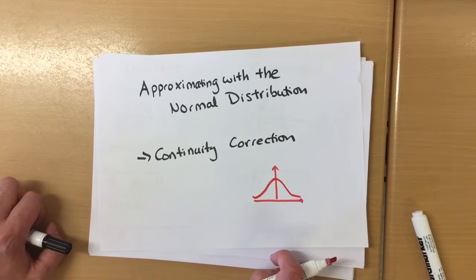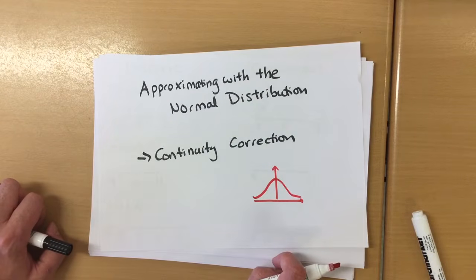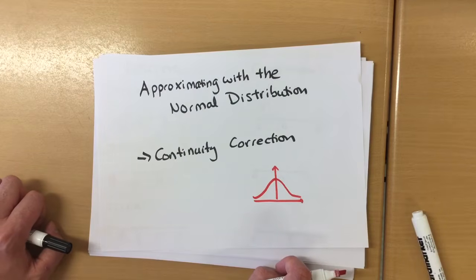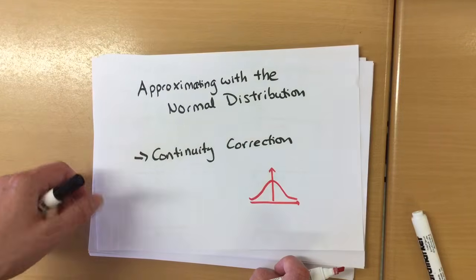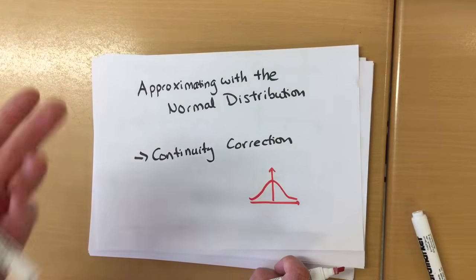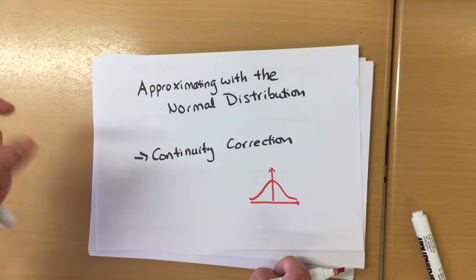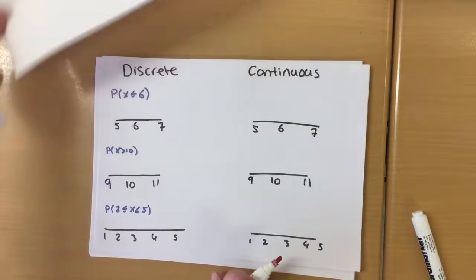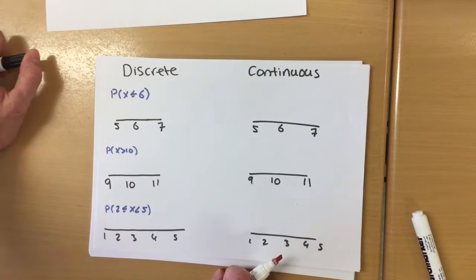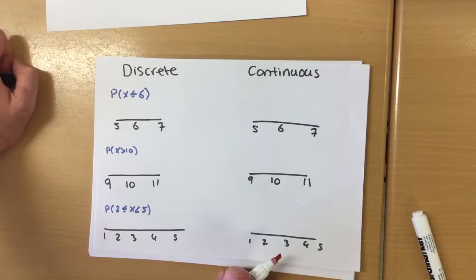You can't have, let's say, the rate of accidents on a road, 0.2 of an accident. Either you had an accident or you didn't. It's either you crashed or you didn't crash. Equally, with binomial things like flipping coins or rolling dice, you can't have half a number on a dice. So we need some little corrections between our discrete and our continuous data.